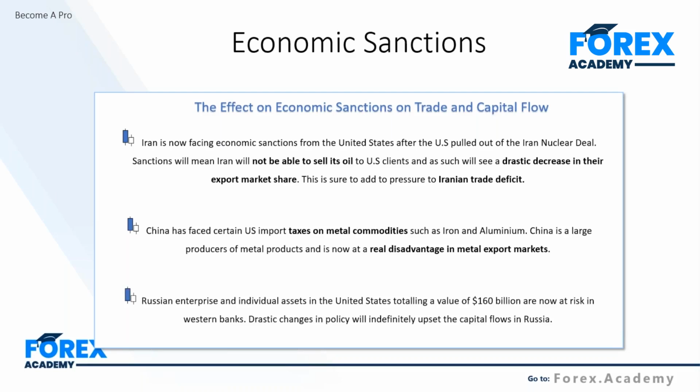And again, Russian enterprise entirely and individual assets in the US totals a value of $160 billion. And they are now at risk in Western banks because we have continuing economic sanctions with Russia as a position there. Drastic changes in policy will indefinitely upset the capital flows in Russia. And again, this is one of the huge factors.